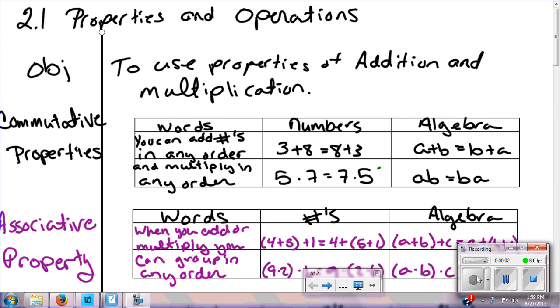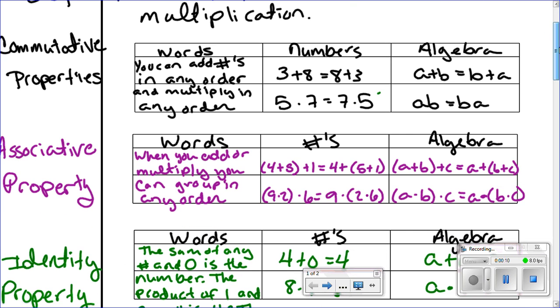Pre-algebra, Chapter 2, Section 1, Properties and Operations. So our objective is to use properties of addition and multiplication today, but first we have to know what those properties are. So we're going to start off with the commutative properties.